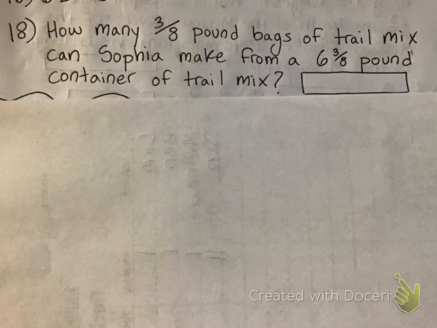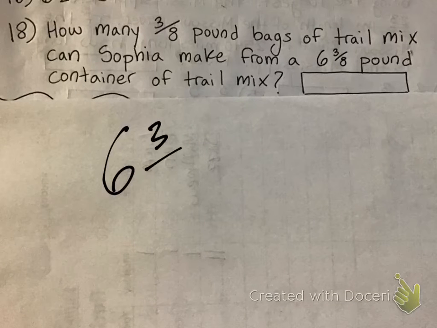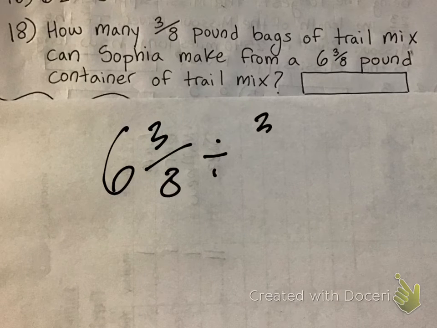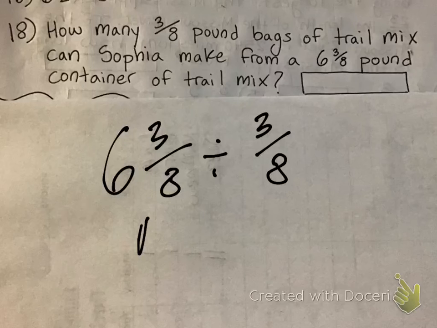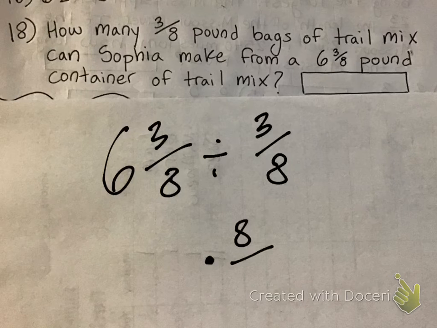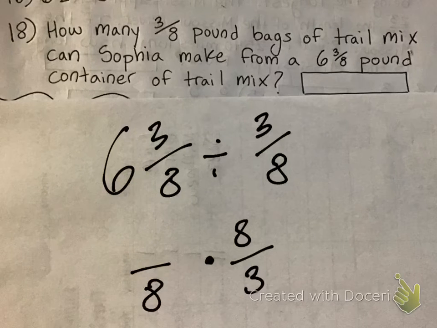That's a good guess, but that is incorrect. Yes. Perfect. 6 3/8 divided into 3/8 because we want to turn our whole, the bag that we have, into the different parts. So first we have to do our keep, change, flip. Let's make it into a mixed number. We already know it's going to be times 8/3 and it's going to be something over 8.